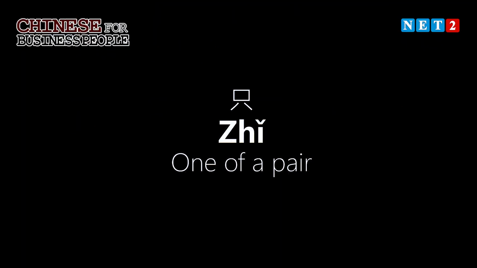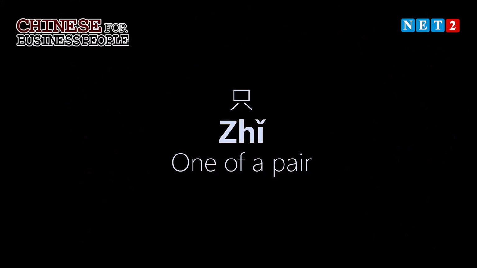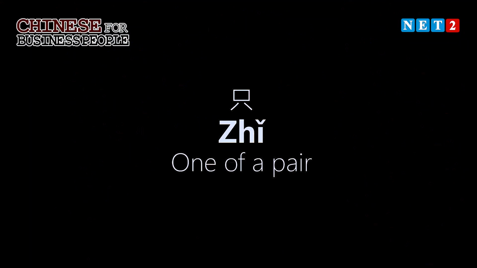And the next measure word is je. This is used when you are referring to one of a pair. A clothing item comes in a pair, right? And then you want to refer to just one of that pair. You use je. So for example, socks, right? They come in a pair. So if you want to say a sock, use je. Once again, anything that comes in pairs and you want to refer to just one of it, you use je.